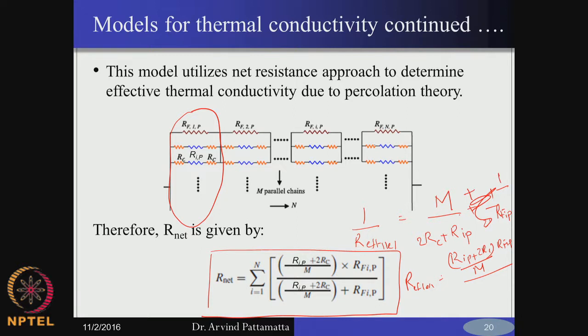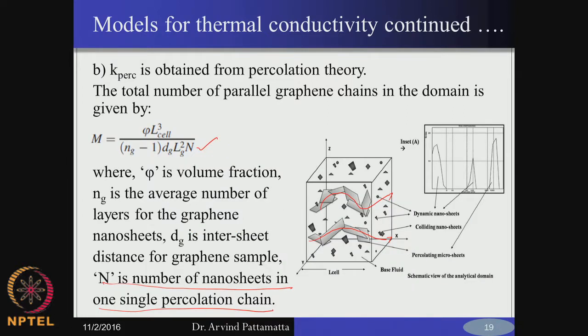Basically, this RAP is nothing but the conduction resistance through each nanoparticle, and RC is the contact resistance between successive nanoparticles. So, in that chain there is fluid resistance in the top layer.